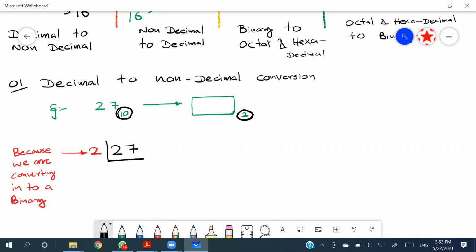Once you divide 27 by 2, the first digit is 1, and for 7 there will be 3. And 13 into 2 means 26, so 1 is remaining. That remainder should be written by putting a dash. And what is this? This is the remainder after division.